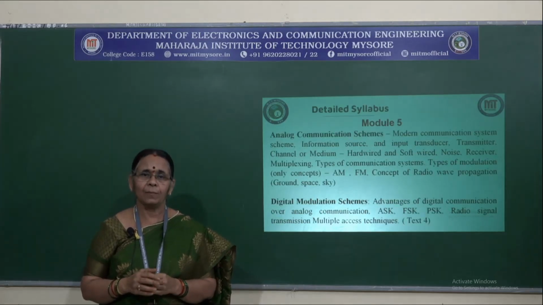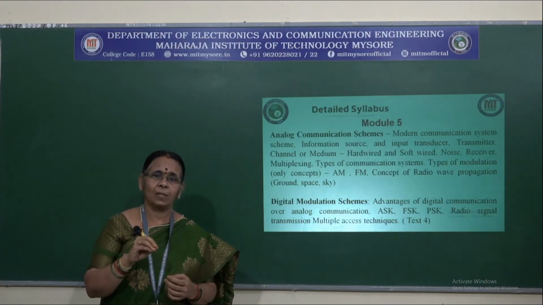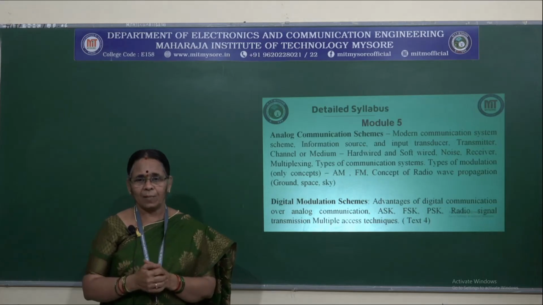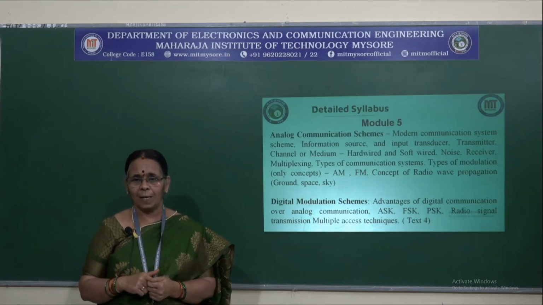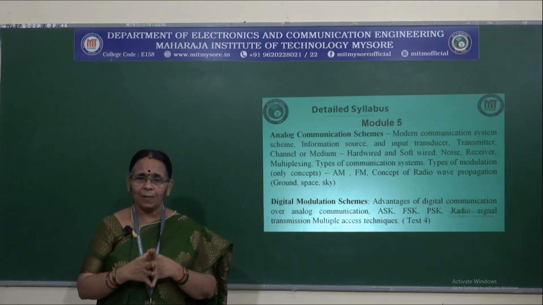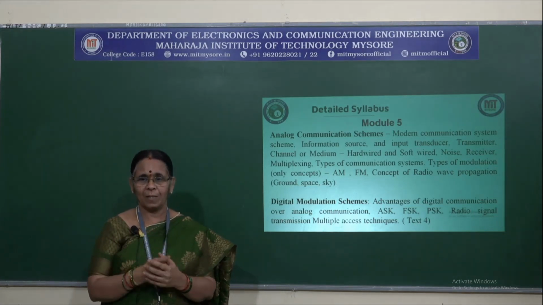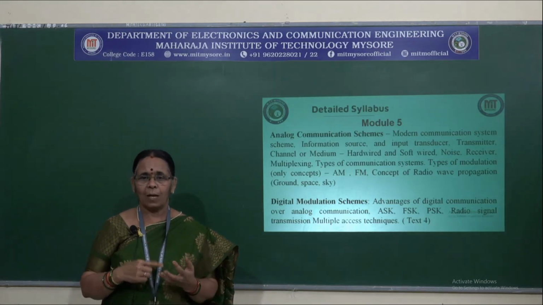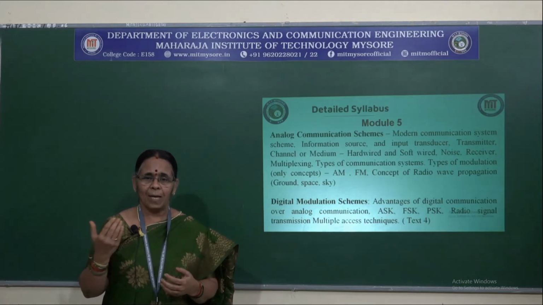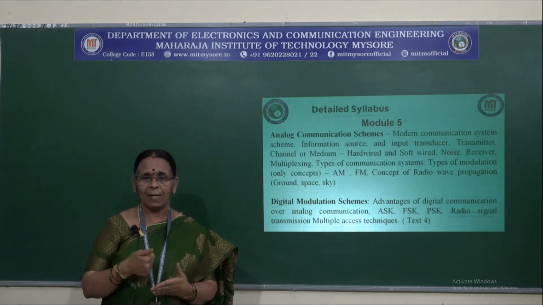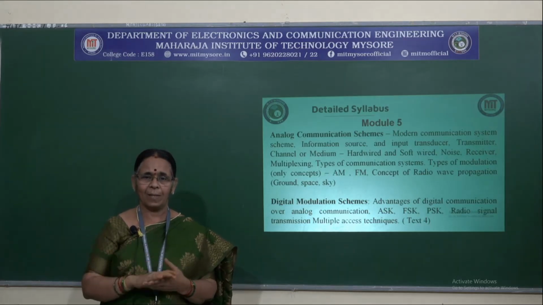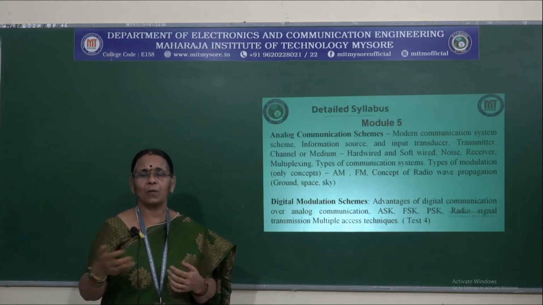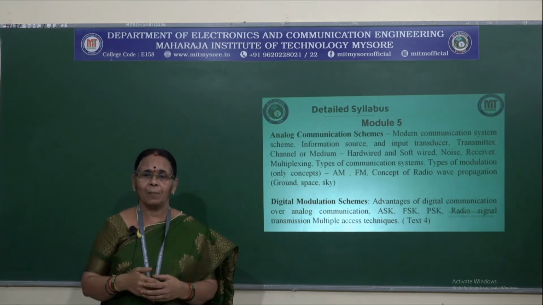Coming to module 5, it's focused on analog communication schemes and digital modulation schemes. Analog communication schemes cover the modern communication system. What are the communication system elements that we are going to have? Information source and input transducer, transmitter, channel or medium, hardwired and softwired, noise, receiver, multiplexing, types of communication systems, types of modulations, amplitude modulation, frequency modulation, etc. You are going to study these under the analog communication scheme.